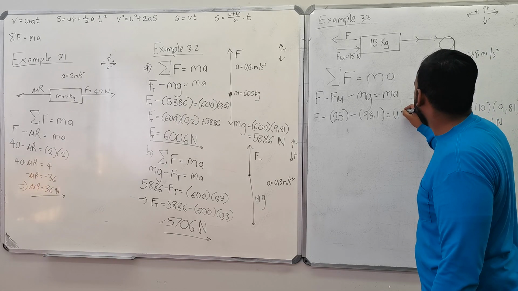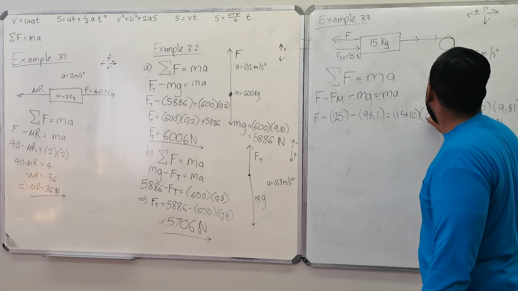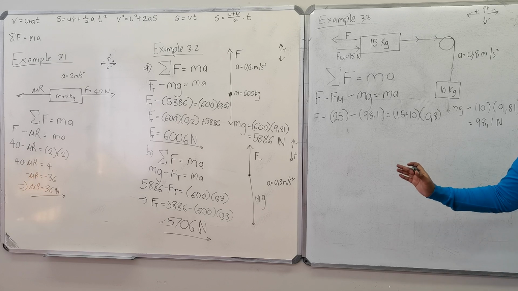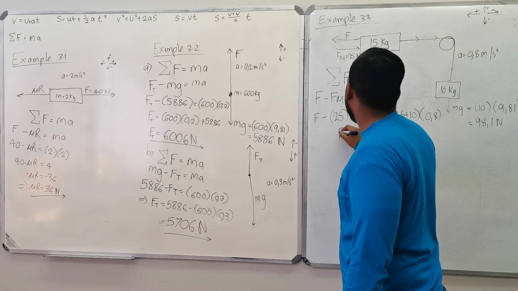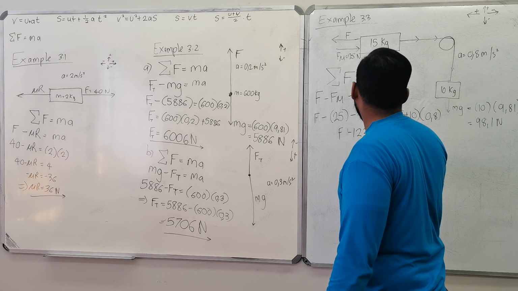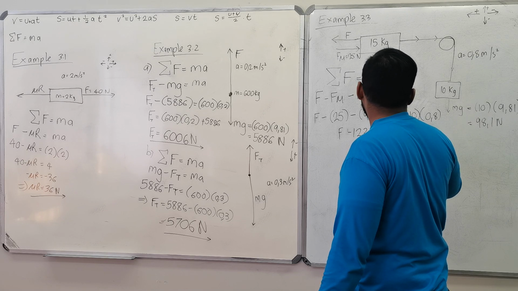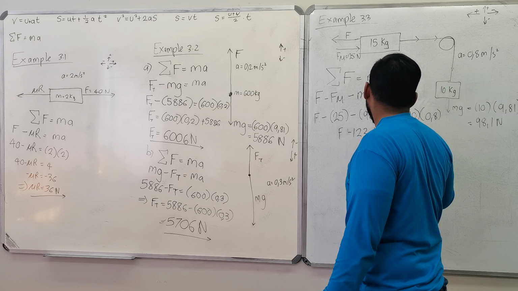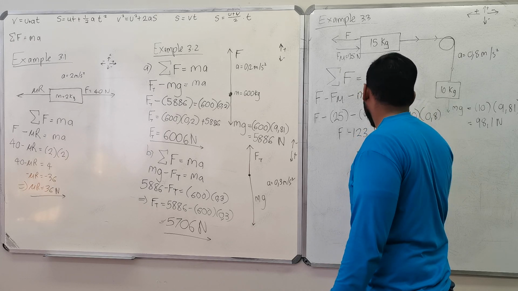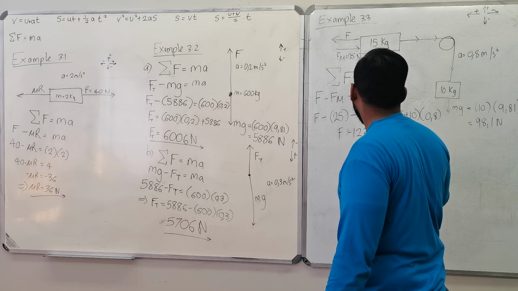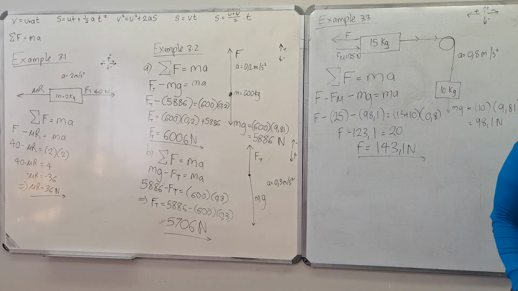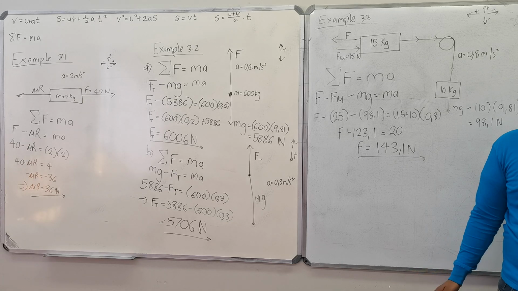15 plus 10, and they accelerate at 0.8. Guys, are we all okay with what I'm doing now? Anybody confused? Fine. So this will come to F minus 123.1 equal to 25 times 0.8, which is 20. So F is equal to 143.1. Anybody confused about what I did here?